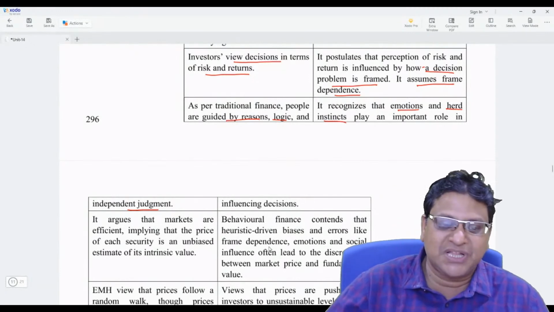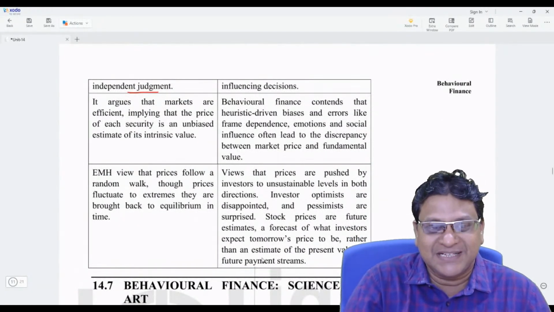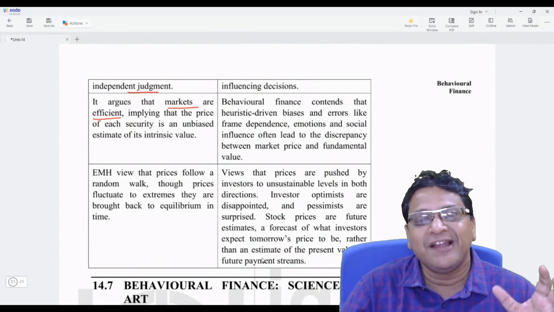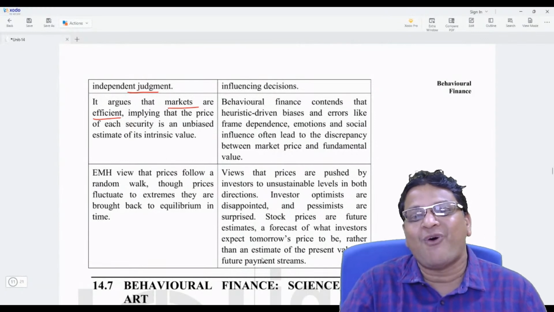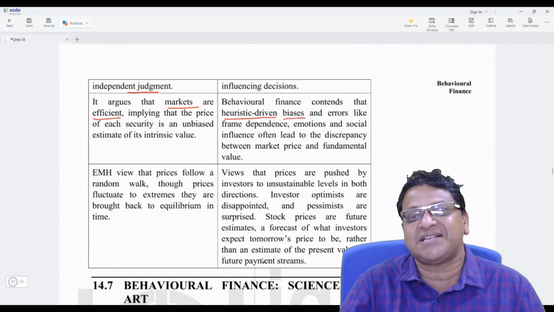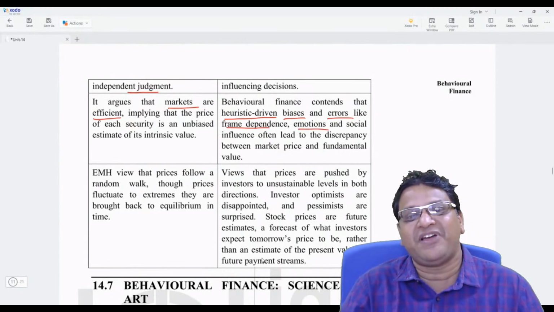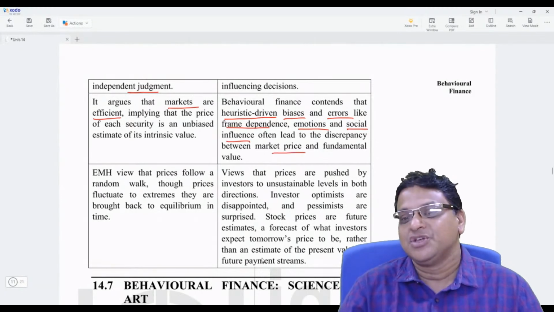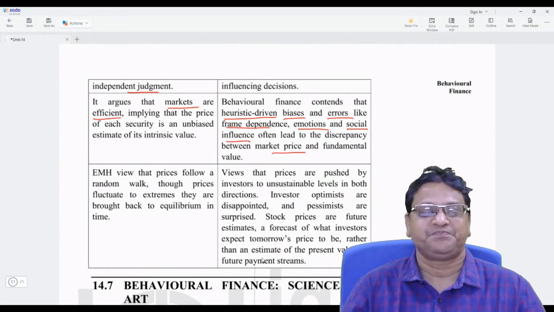Traditional finance argues that markets are efficient. What does it mean? The correct market price reflects all the available information. But behavioral finance tells that the market is not efficient. The market is heuristic driven and influenced by biases. There are errors, frame dependence, emotional factors, and social influence on the behavior of market price. So market price is not equal to fundamental value.